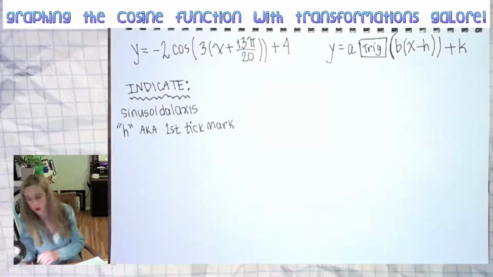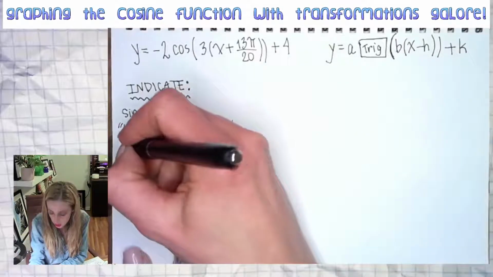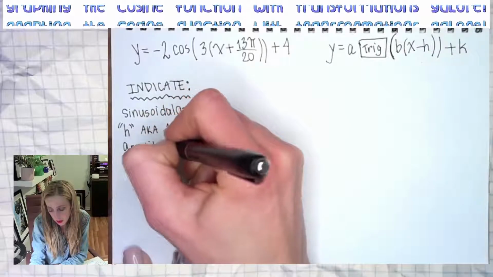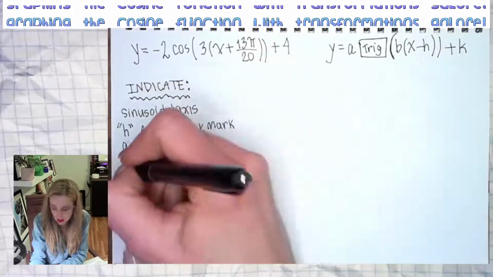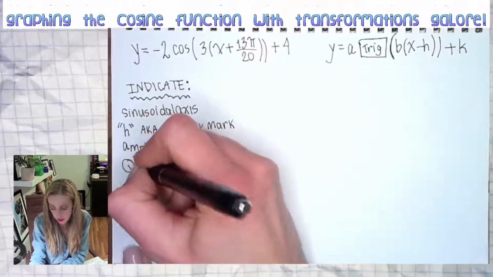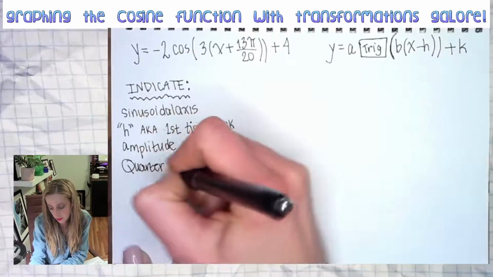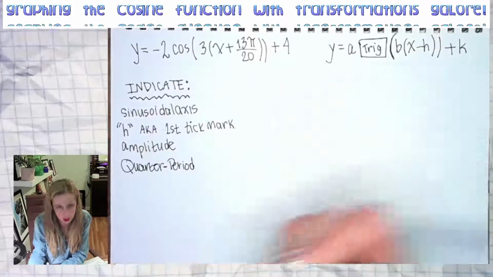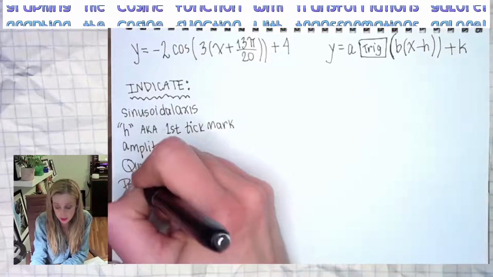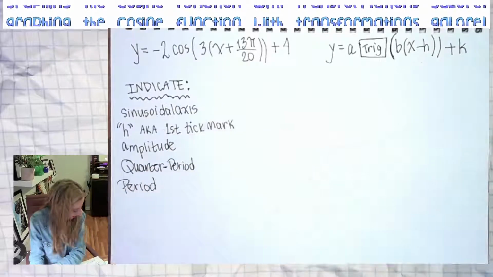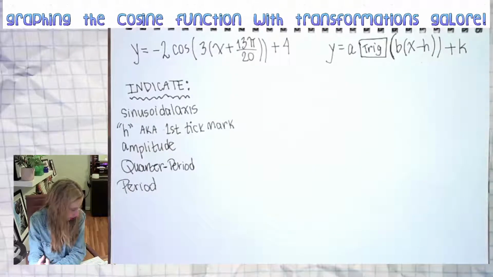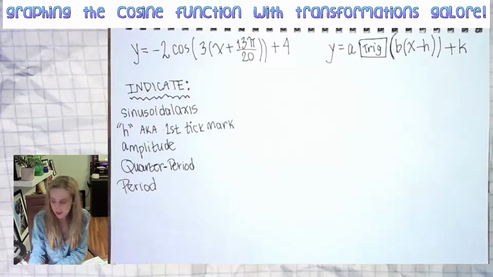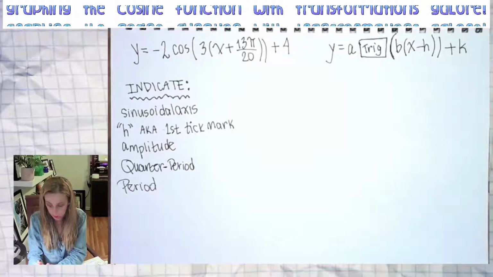Okay. All right. We also want to mark up the amplitude. We want to sort of just show in here the quarter-period, let's hyphenate that, so it's like one word, and then just the period in general. And I think that's it. Okay, so we're going to do all that.